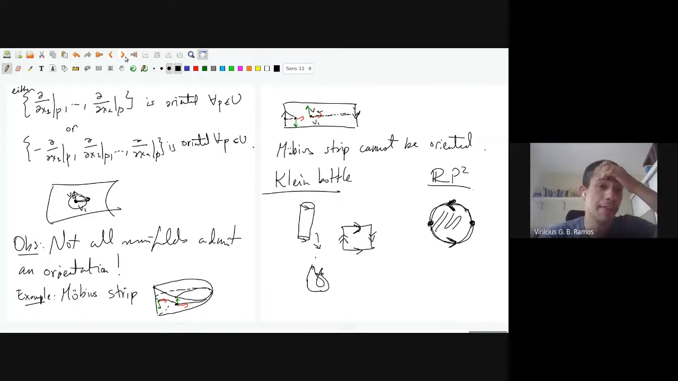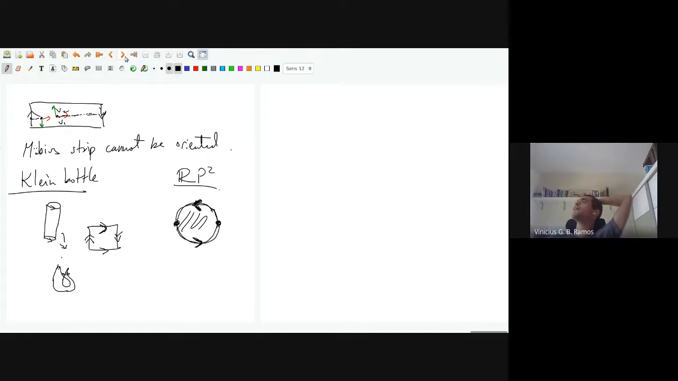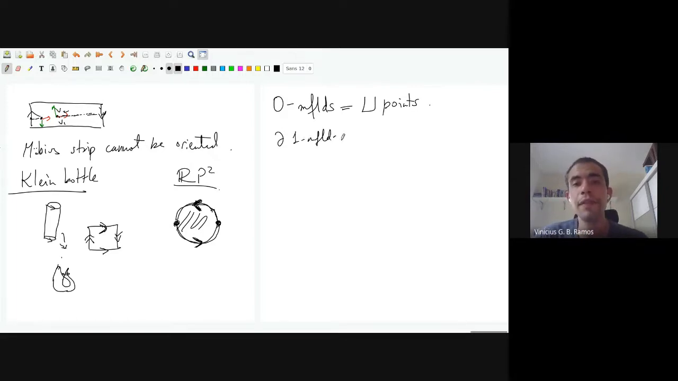And I should say one more thing. It's clear, the idea of orientation is clear up to dimension 1. And then I guess we also need to talk about zero-dimensional manifolds and their orientation. Everything that I've said before, up to here, is still true for a zero manifold. A zero manifold is just a disjoint union of points. And then the boundary of a one manifold is a zero manifold.